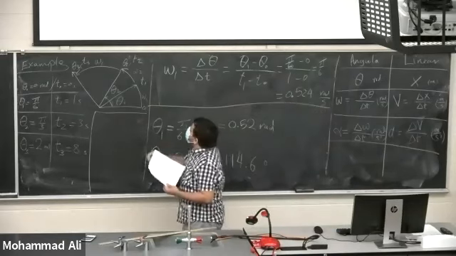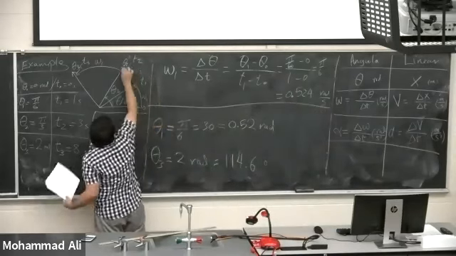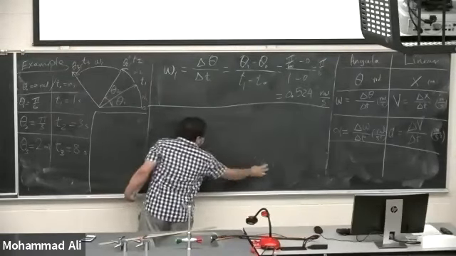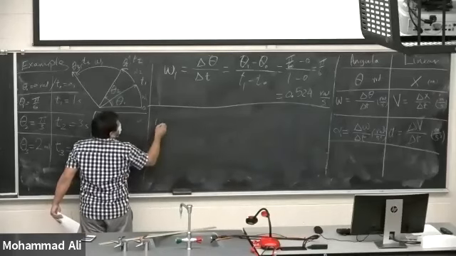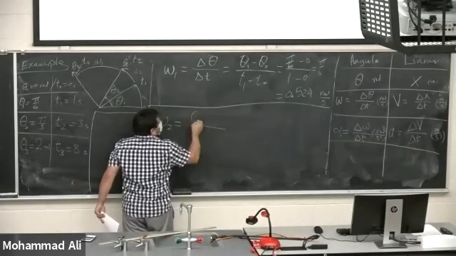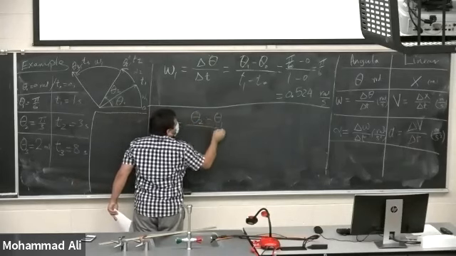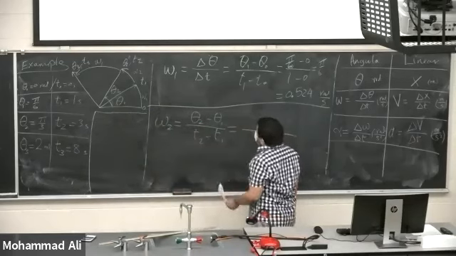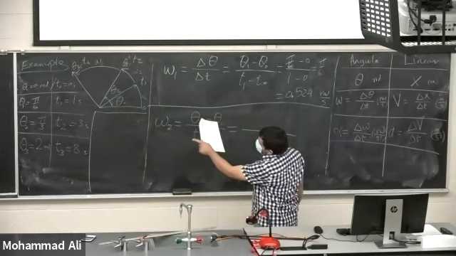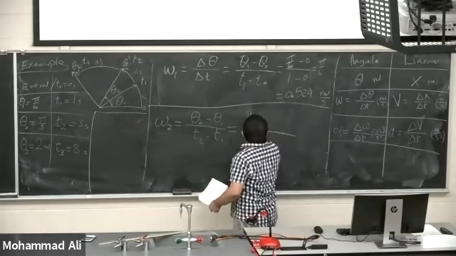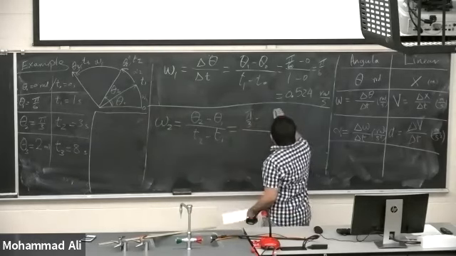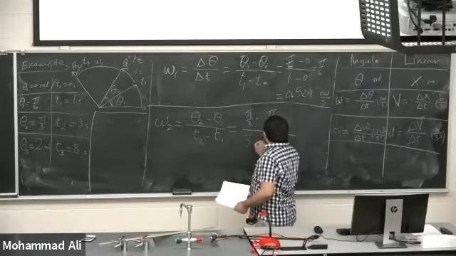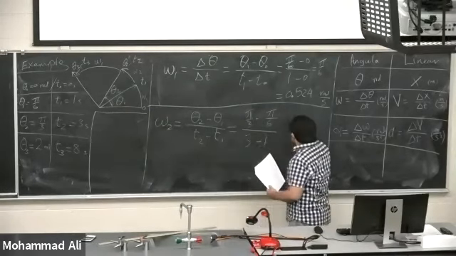What about the second velocity, from T2 to T3? Omega 2 is equal to theta 2 minus theta 1 over T2 minus T1. This is equal to theta 2, which is pi over 3, minus theta 1, pi over 6, over T2, which is 3, minus the time initially, which was 1.